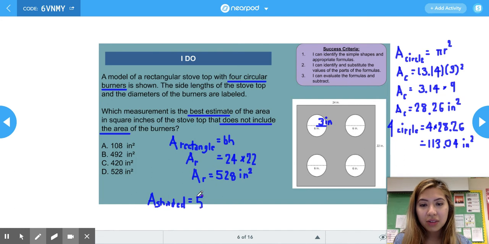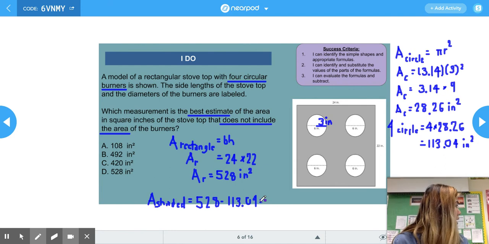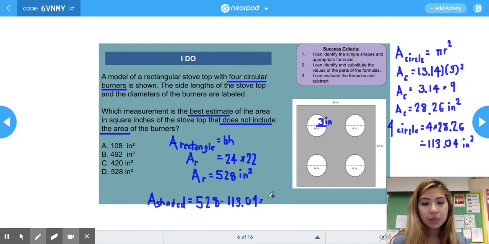So we have 528 minus 113.04, and that is equal to 414.96 inches squared. And so we evaluated the formulas and subtracted.